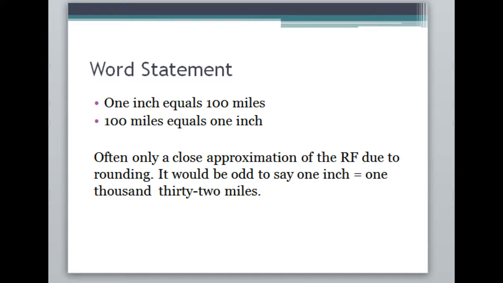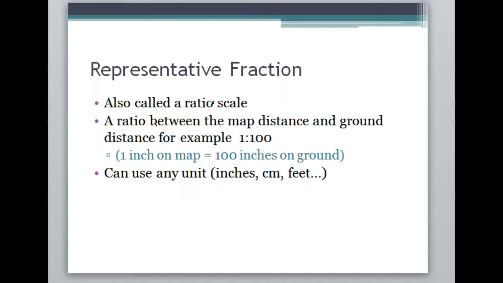So the representative fraction is also called the ratio scale, and a representative fraction has no units. Okay, so 1 to 100, there are no units implied in this map. If you like to measure in centimeters, what it's saying is 1 centimeter on the map is the same as 100 centimeters on the ground. 1 inch on the map is 100 inches on the ground.